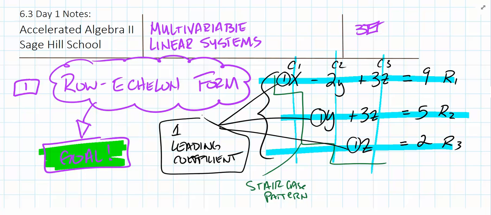The goal is always going to be to get our system to look like this. So when we say put this system into row echelon form, this is the form that we want. We want to have that staircase pattern. We want to have leading coefficients of 1, and we want to have zeros underneath our variables. What I mean by that is there's a 0 here, there's a 0 there, then there's a 0 there for that one. That's what we're looking for, zeros in those spots. I realize that's all kind of messy, but hopefully that comes together for you.